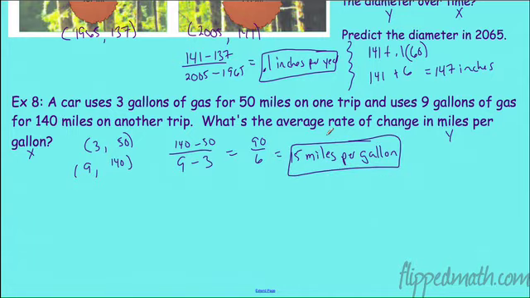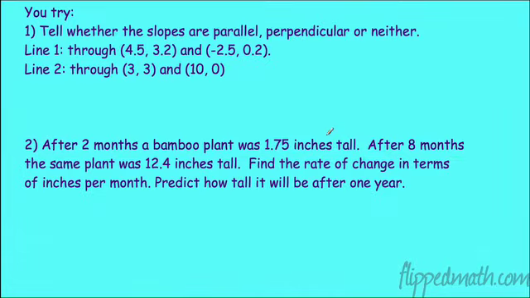All right, so pause the video right there. I want you to take a second and try these two. All right, welcome back. Let's see what we got. So we need to find the slope of the first line. So that's 0.2 minus 3.2 over negative 2.5 minus 4.5. So we get negative 3 on top and negative 7 on the bottom, which is positive 3 over 7.